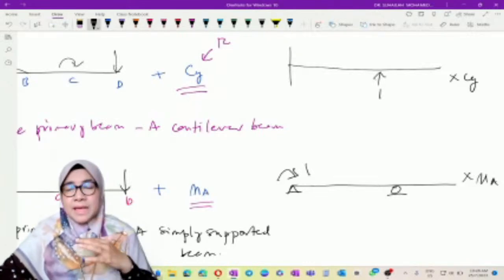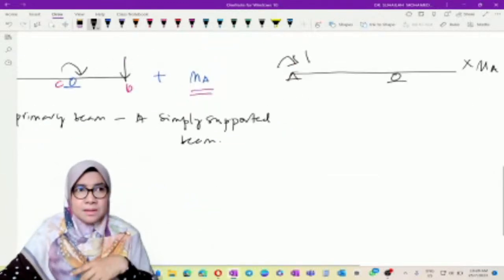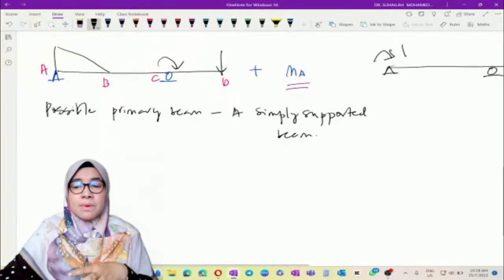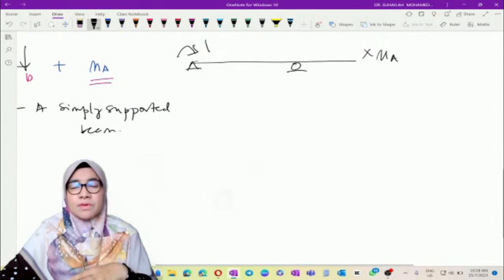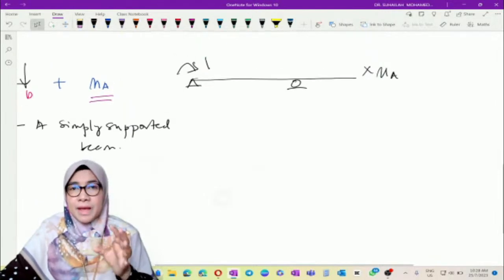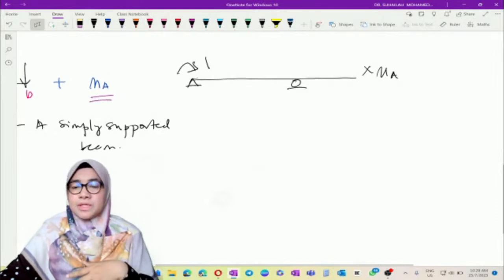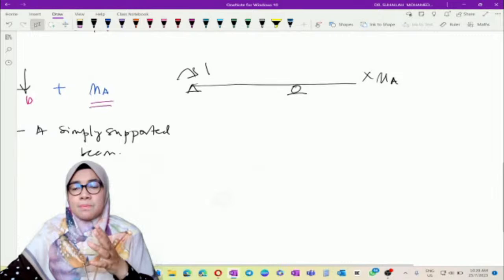If MA is the redundant, the primary beam is a simply supported beam, and the redundant beam is also a simply supported beam. So we will solve the reactions, write the moment equation, and then calculate the displacement, based on this simply supported beam.